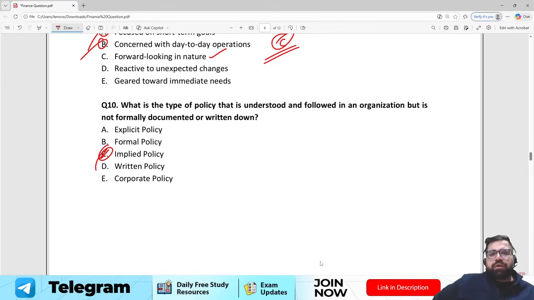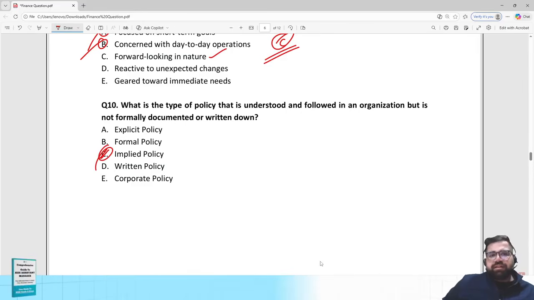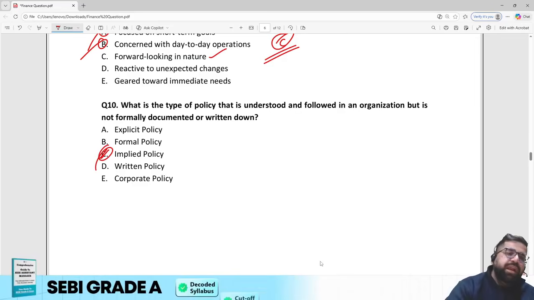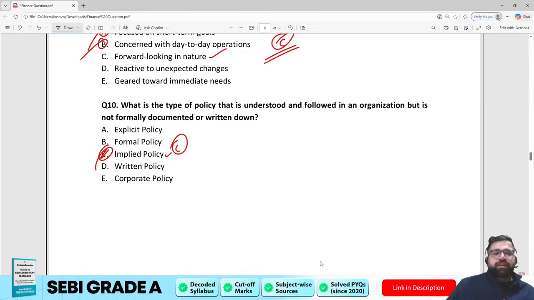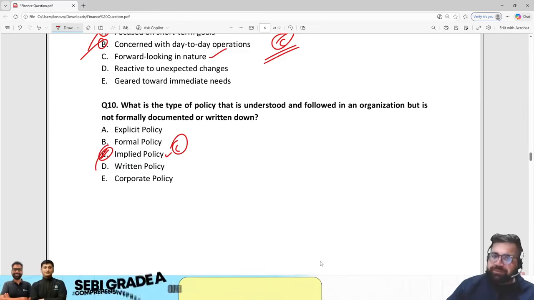For example, if the boss of the company is always coming in formal wear, so you will understand that yes, this particular office follows the formal wear. You cannot come in informal wear then. So the correct answer will be implied policy, which is option number C. It is also known as enacted based on observation kind of policy.